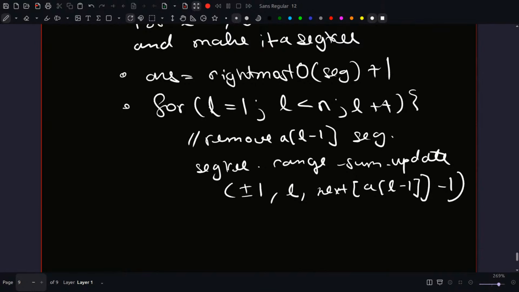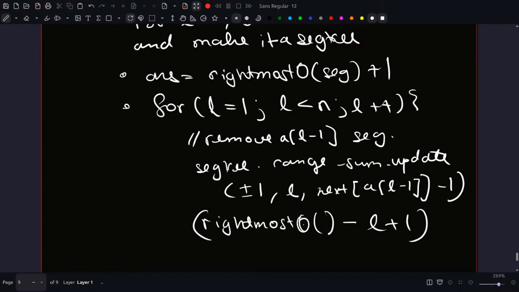And then we just need to find the rightmost zero again in the segment tree. That will be a function inside the segment tree itself, like I described. So the rightmost zero of the segment tree, R minus L plus 1. This is going to be the right point, this is going to be the left point plus 1. And our answer will be the max of answer and this. Fine.